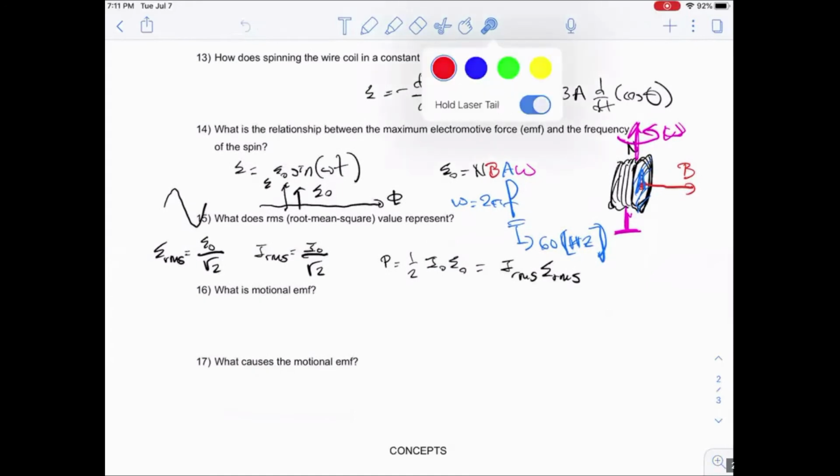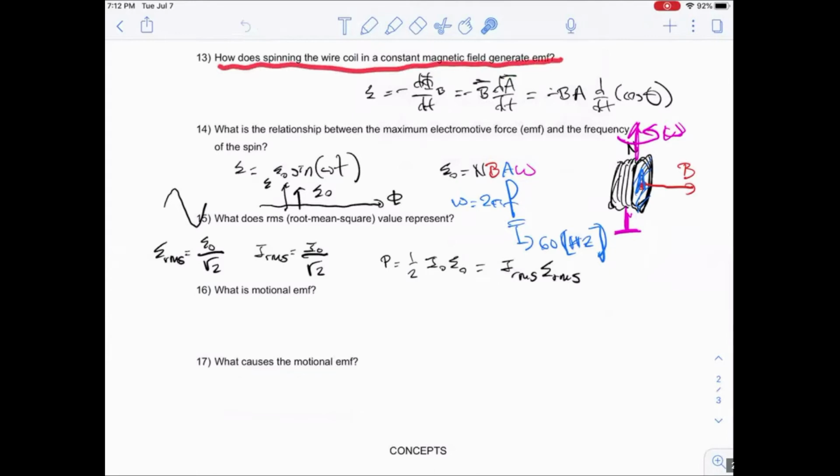All right, so spinning the wire in a constant magnetic field. How does it generate electromotive force? Change of magnetic flux generates electromotive force. That's Faraday's law. What you do is you change the area exposed to a constant magnetic field. In essence, you're changing the area.